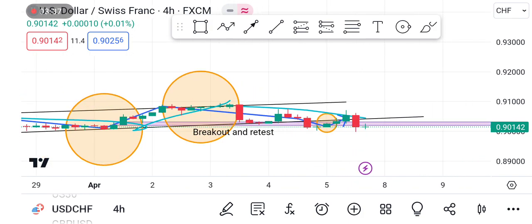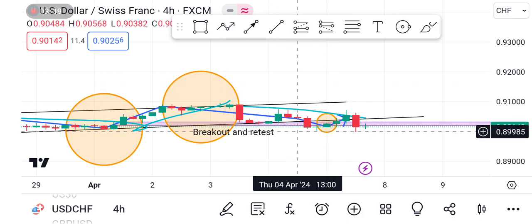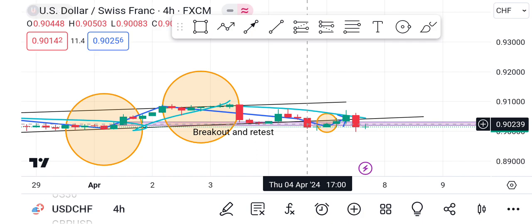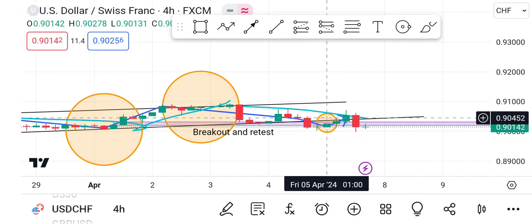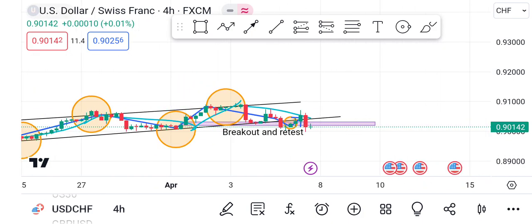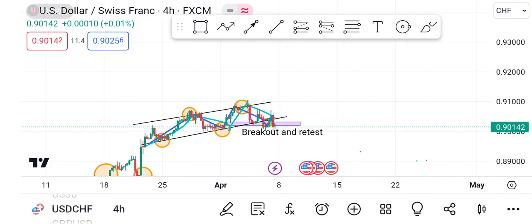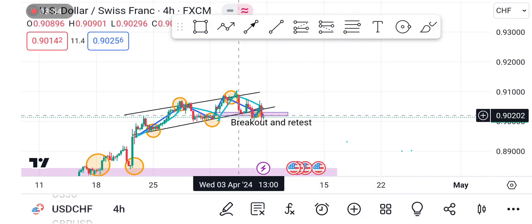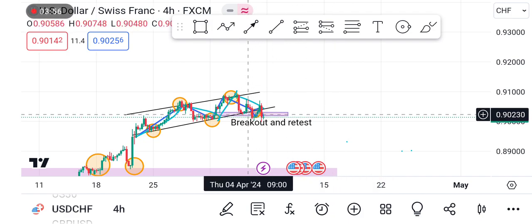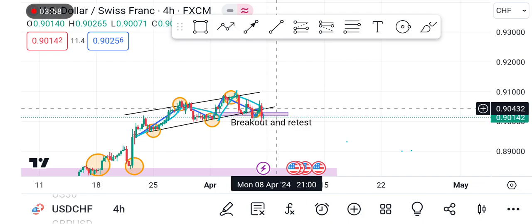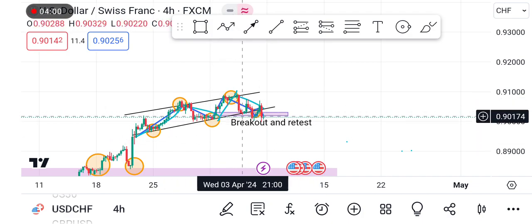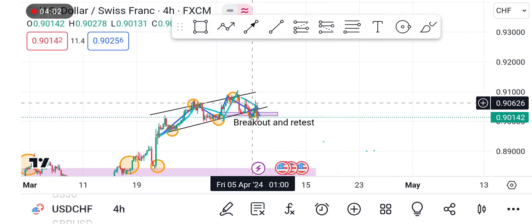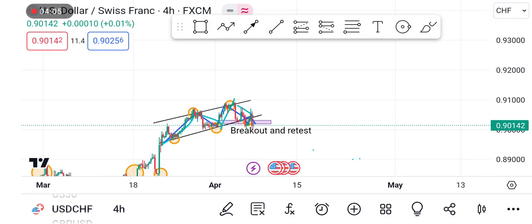Okay, this particular candlestick broke out. When it broke out, we had a retest at this point. And the retest followed with a bullish candlestick retesting that particular low, or retesting the level of support, then continuing in its sell.